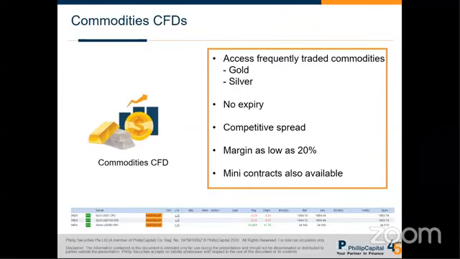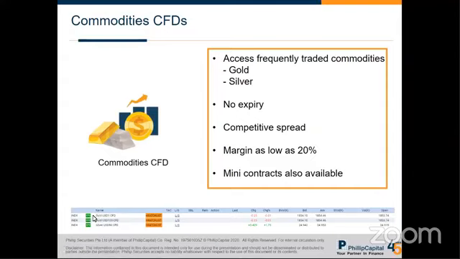So for commodities, we have gold and silver. There's no expiry for this contract. We offer competitive spread, and the margin is as low as 20% only. We also offer mini contracts for gold. You can see from the screenshot below, the first one is the USD $1 gold, and the other one is $100 gold.